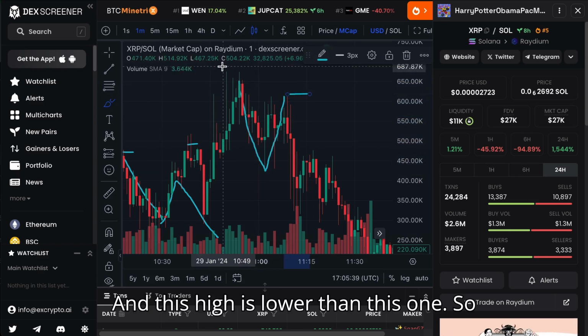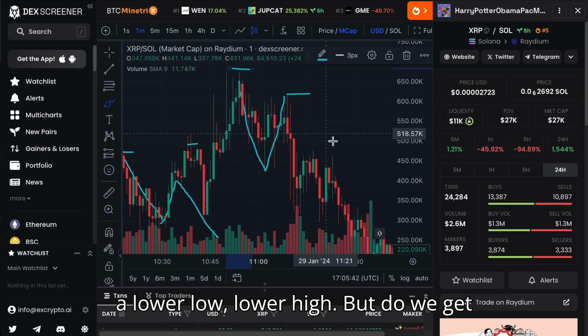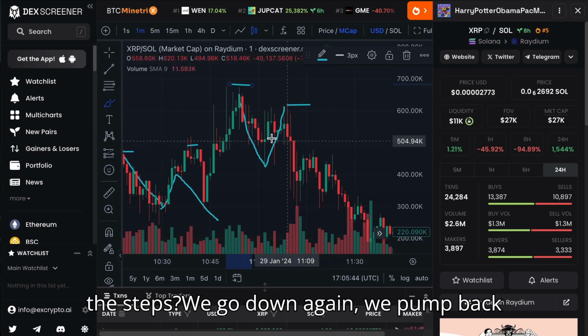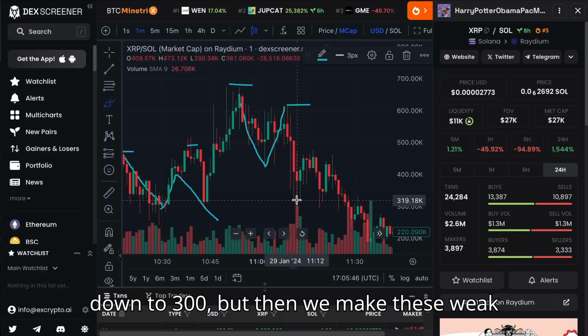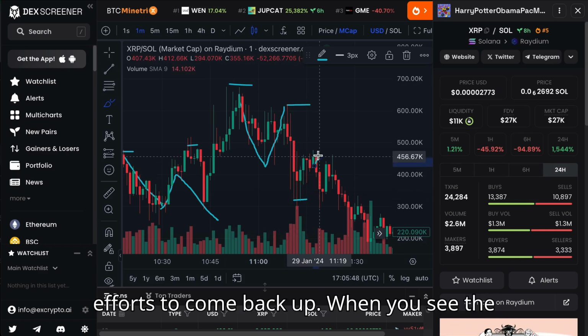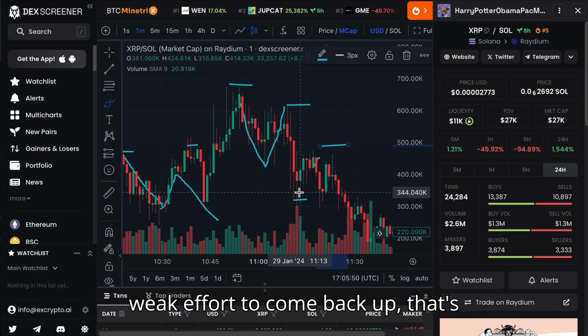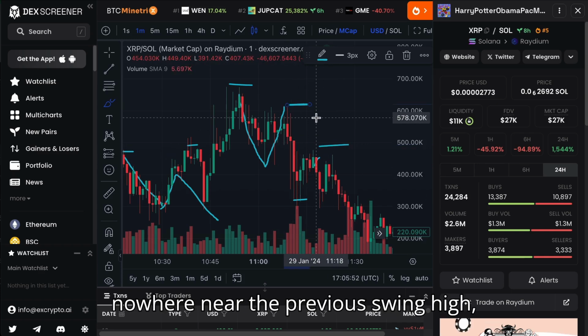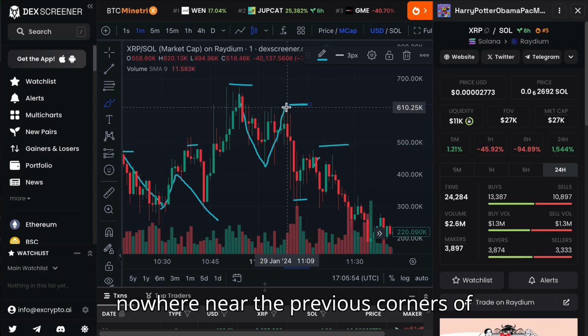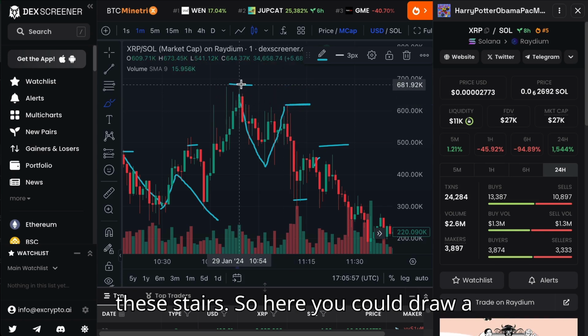and this high is lower than this one. So a lower low, lower high. But do we get the steps? We go down again. We pump back down to 300. But then we make these weak efforts to come back up. When you see the weak effort to come back up, that's nowhere near the previous swing high. Nowhere near the previous corners of these stairs.